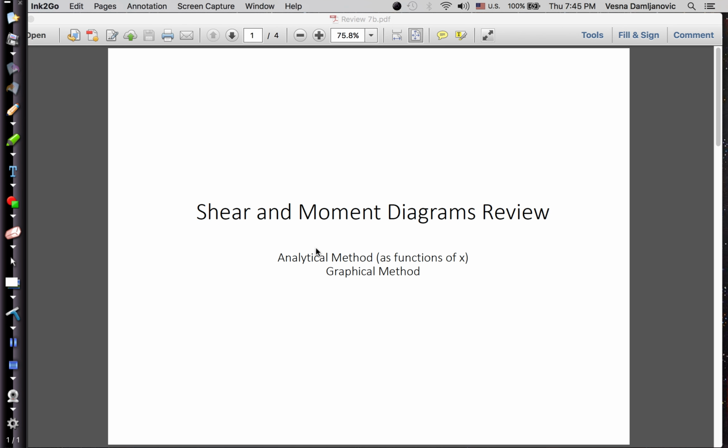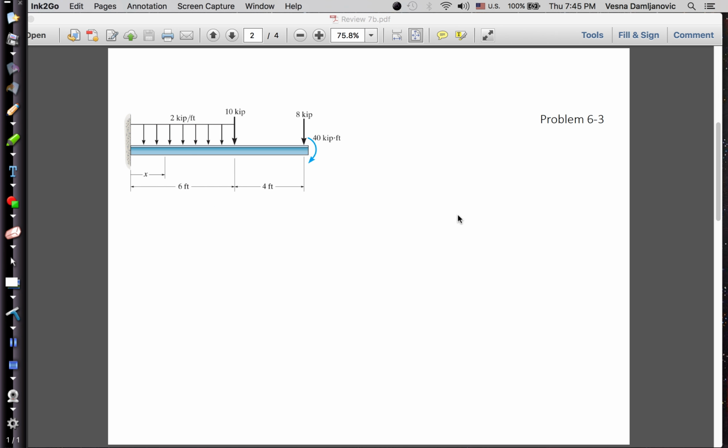Okay, guys, this is the second part of a three-part series review for the exam tomorrow. In this one we're going to do the shear and moment diagrams for the beams, right? The beam bending, and we'll do both the analytical method as a function of x and the graphical method. Okay, so let's see the first problem. It's problem 6.3 from the book.